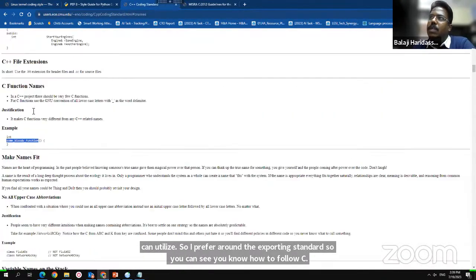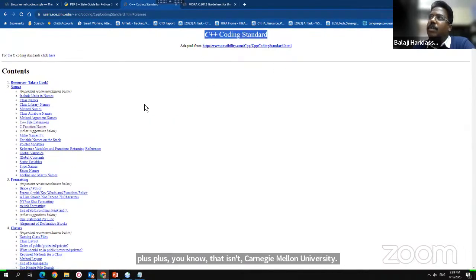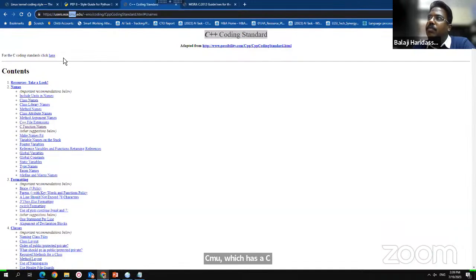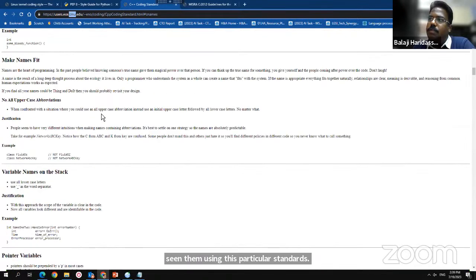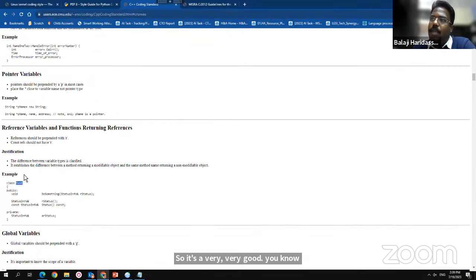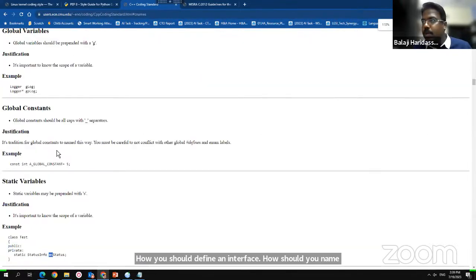Carnegie Mellon University, CMU, has a C++ coding standard. I was at Carnegie Mellon University for an architect course, and I have seen them using these particular standards. It's a very good syntax for how you should define a class, how you should define an interface, and how you should name variables. For example, here MS means a member variable, which is static. I hope you are able to hear.